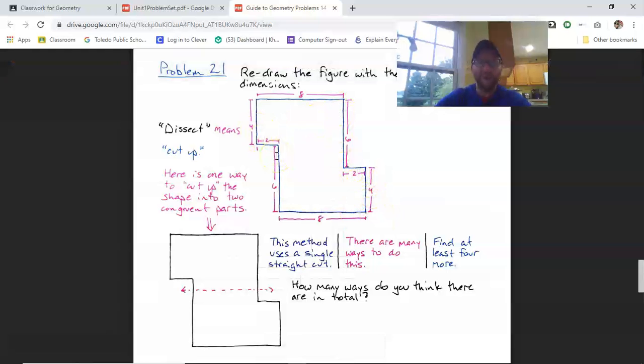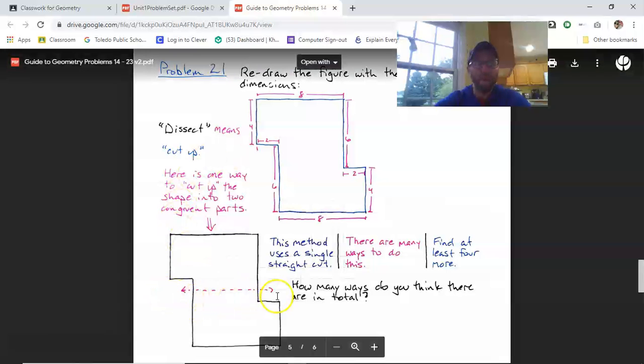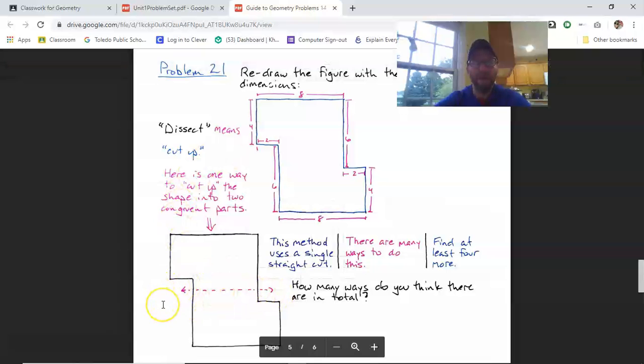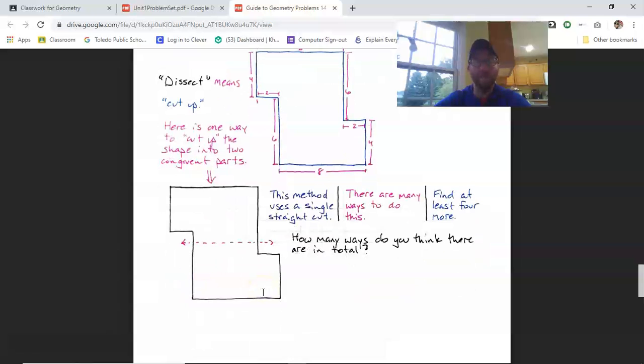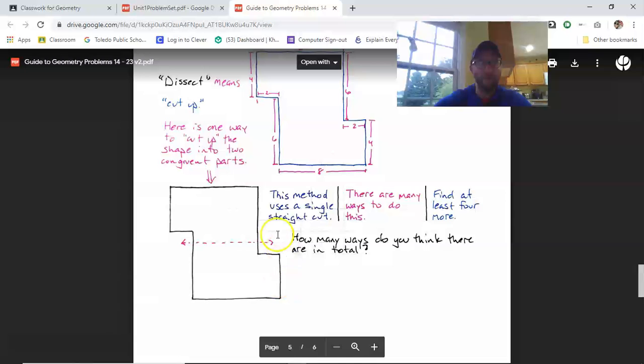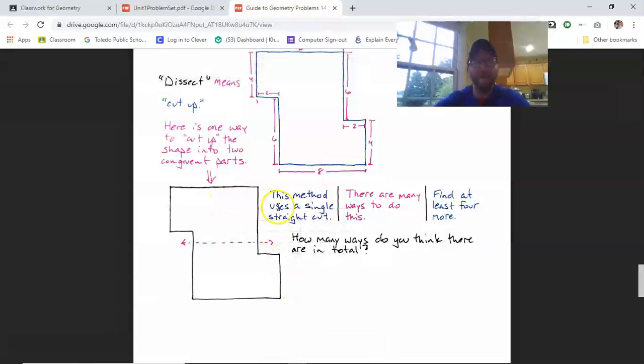Again, the grid got a little washed out in the scan, but you should be able to recreate it based on those measurements. I've given you one way to cut it up, right down the middle here. I think that's actually 1 unit down. So that cuts it into 2 congruent shapes. I could take this one down here and rotate it up and place it right on top of the other one. Now this uses a single cut.